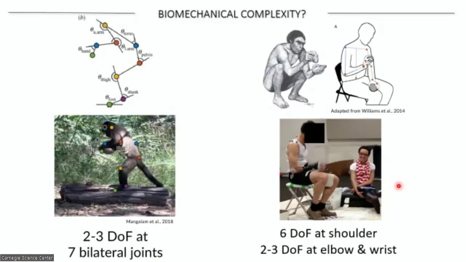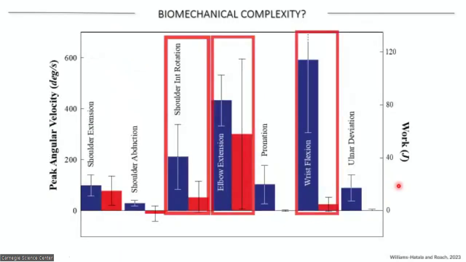The shoulder, which modern tool makers move through 6 degrees of freedom, and then the elbow and the wrist, which both probably move between 2 and 3 degrees of freedom. So coordination of 6 degrees of freedom at the shoulder is nothing to turn your nose up at. Your shoulder is a really complicated series of joints. But some of our more recent work suggests that there are actually advantages to eliminating movement at the shoulder while you're making stone tools, and instead driving from the elbow.